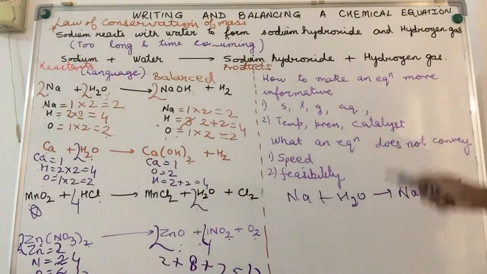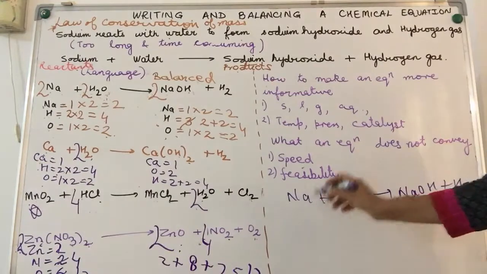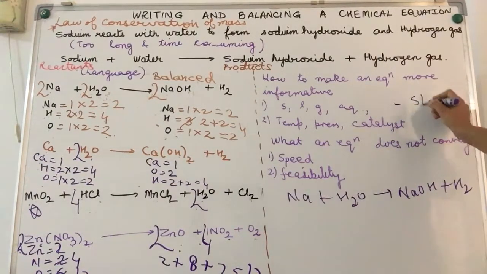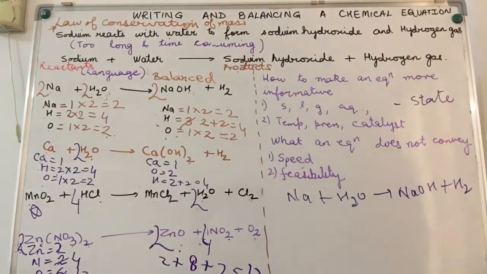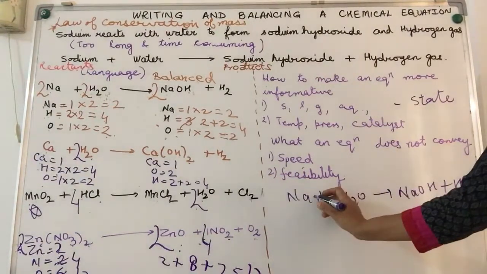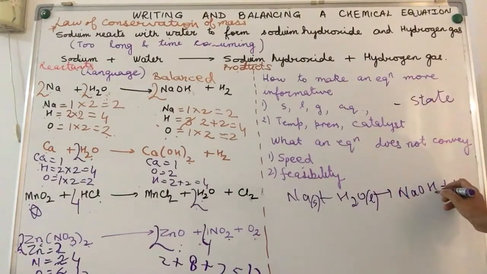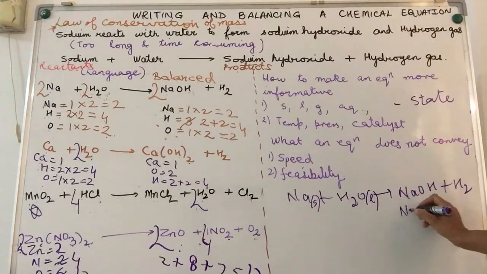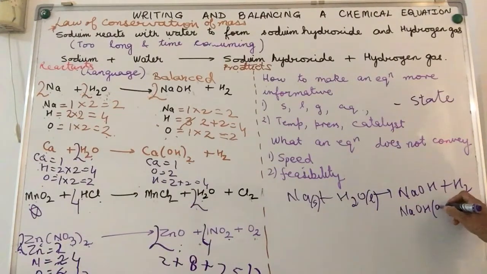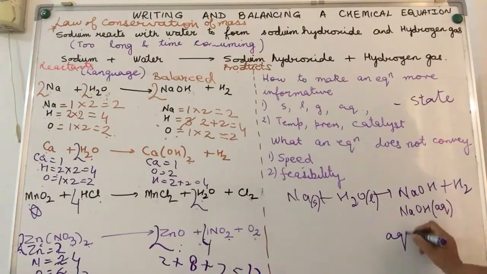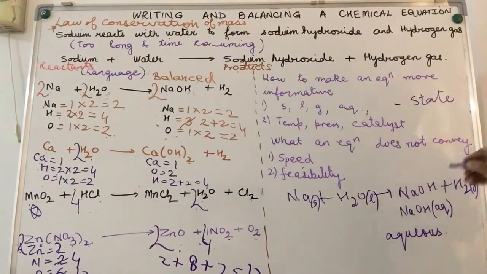In order to make the equation more informative, we try and write the state of the compound or the element in brackets. So sodium existing as a solid, water reacting as a liquid. Sodium hydroxide is being formed in a solution over here. So we can write it as NaOH and in the brackets we will write aq. aq stands for aqueous. That means a solution in water. Hydrogen will be liberated as a gas. So we write a g.